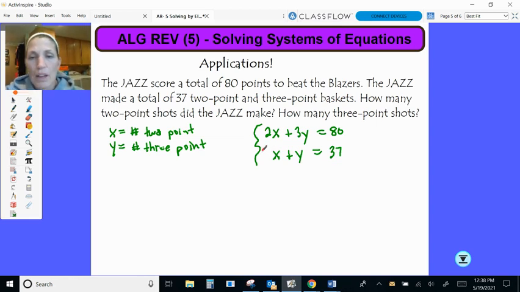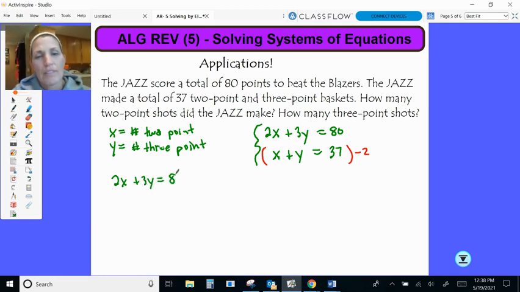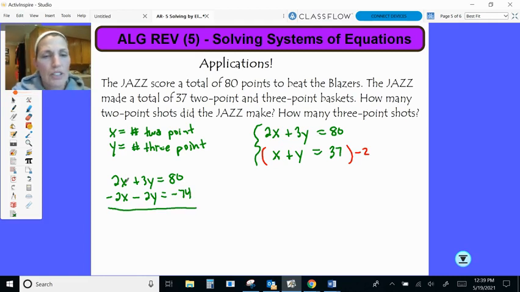I could easily multiply one equation here. I'm going to just multiply this by -2 to get these to be opposite. So I could come over here and rewrite my 2x plus 3y equals 80. This would be my -2x minus my 2y equals, and then 37 times 2, what's that, 74. So -74. And we just add top and bottom here. So that's 0. Y equals 6. So there we go. So the number of 3-point shots made was 6.